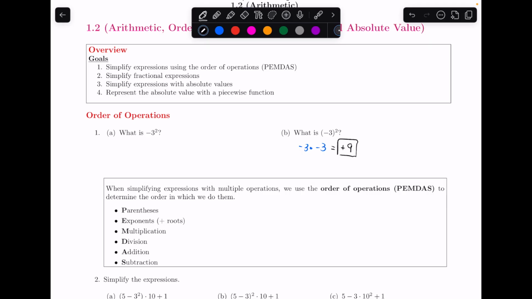If there's no parentheses like in A, I see a subtraction and an exponent, but exponent comes first in PEMDAS. So I would do 3 squared first, which is positive 9. Only after I do that do I stick the subtraction symbol in front. So I'd get 9, and then minus 9. We got to be careful with our order of operations.